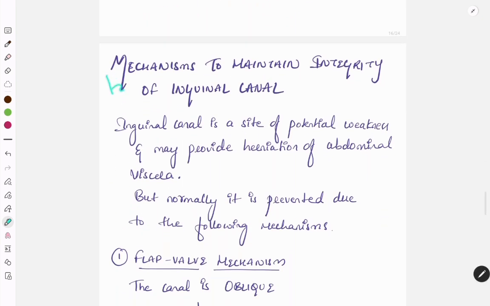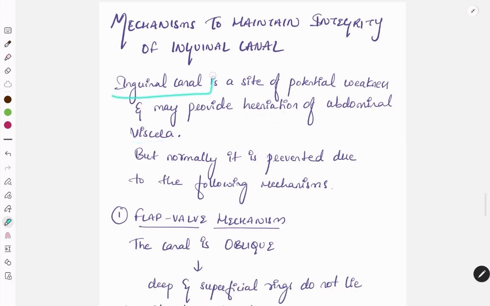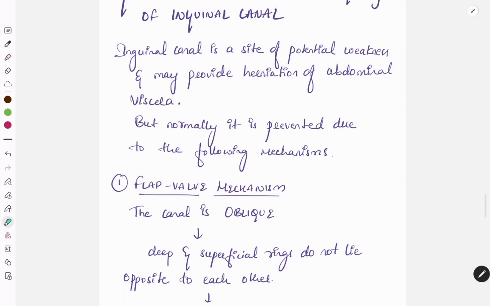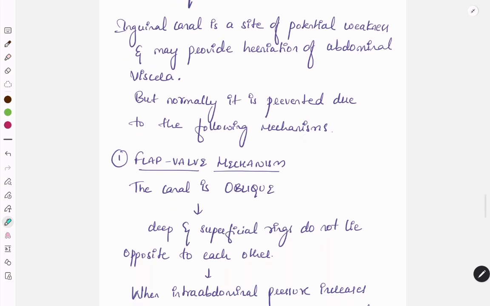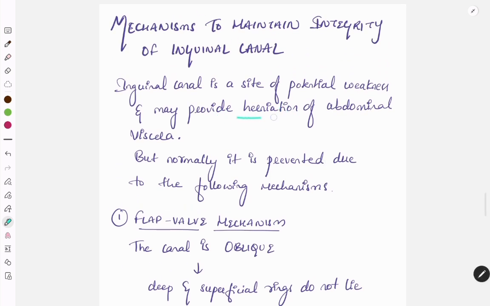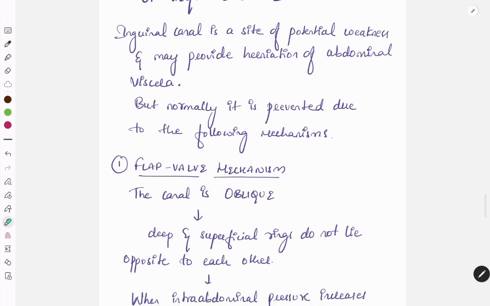So the next topic we are going to be studying is the mechanisms to maintain the integrity of your inguinal canal. The inguinal canal is a site of potential weakness and may provide herniation of abdominal viscera. But normally, in a healthy person, this does not occur. Why? Because our body has mechanisms to prevent this herniation. Only if these mechanisms or the muscle become weak, then we can see herniation and a hernia will be formed.